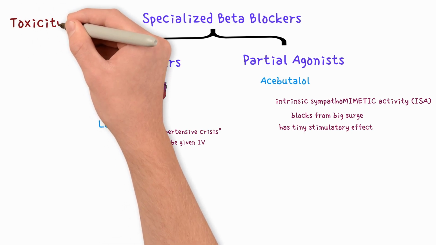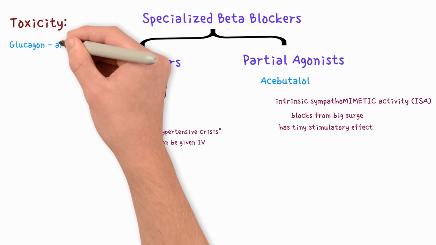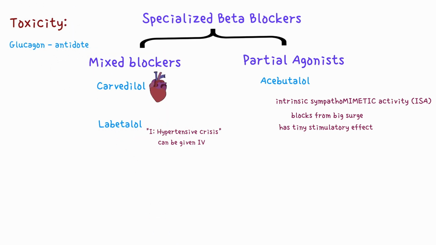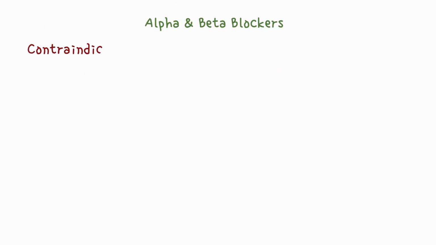Regarding toxicity, glucagon is the antidote for overdose. It works by binding to its own specific receptors, which use a different pathway to increase heart rate, completely bypassing the blocked beta-1 receptors. To summarize the contraindications, alpha blockers should be avoided in decreased coronary perfusion because the resulting reflex tachycardia, where the heart beats faster to make up for low pressure, makes the heart work too hard and can trigger a heart attack.